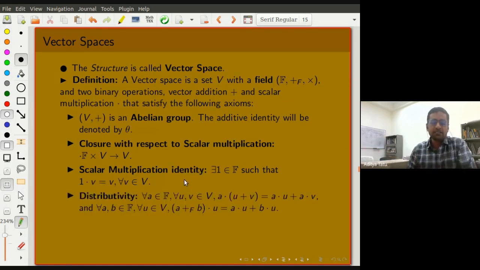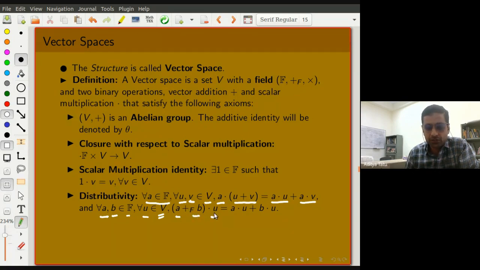Let's look at the next property, distributivity. There are two distributive properties here. For any field element a and for any elements u and v from my set V, scalar multiplication of a with the vector addition of u and v must be the same as scalar multiplication of a with u plus scalar multiplication of a with v. And similarly, given two scalars a and b from the field F and any vector u from my set V, the field addition of a and b must give a field element whose scalar multiplication with u is the same as scalar multiplication of a with u, vector-added with the scalar multiplication of b with u.